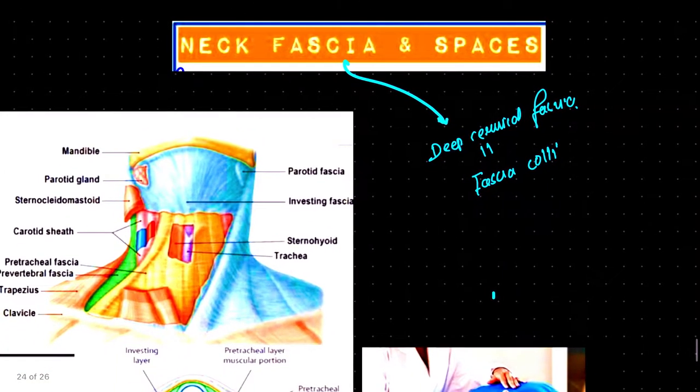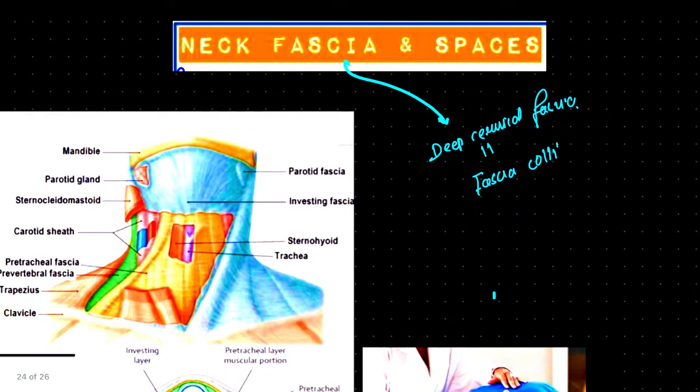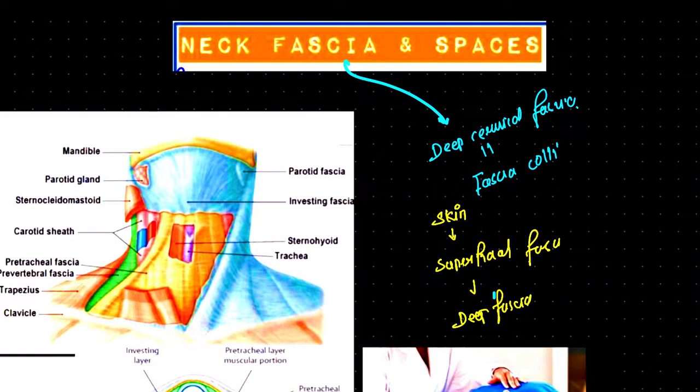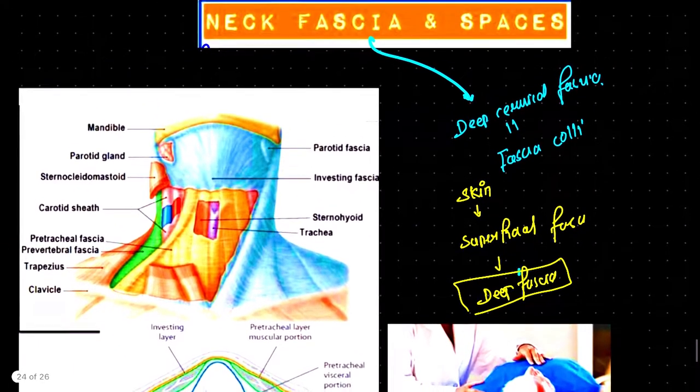Now the most superficial thing is our skin. If we go inward to it, we'll find the superficial fascia, and then deeper to it, we'll find the deep fascia. Here we're talking about the deep fascia within the region of the neck, that is, fascia colli or deep cervical fascia. Now without delay, let's move on.